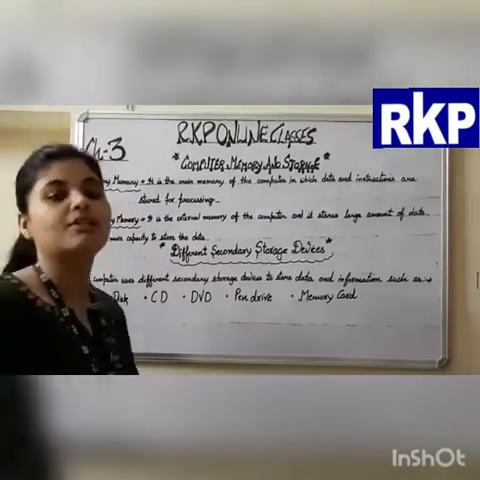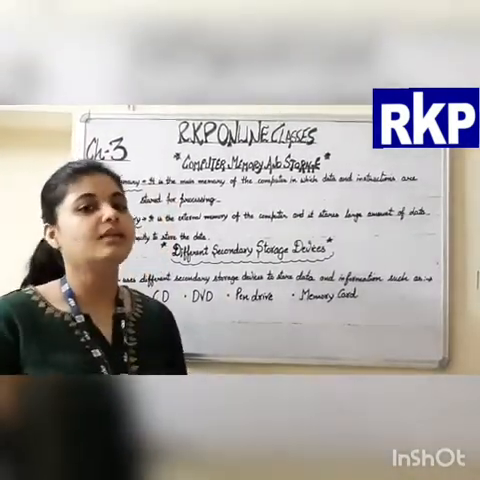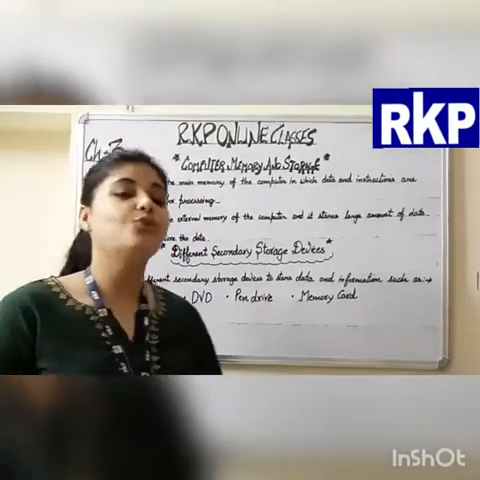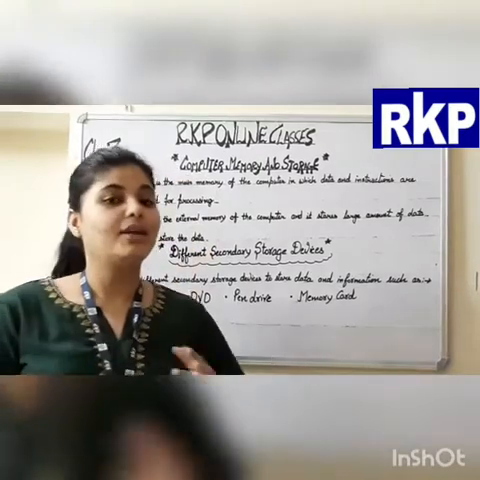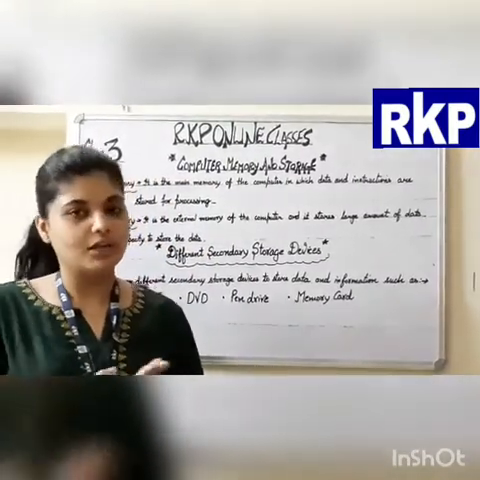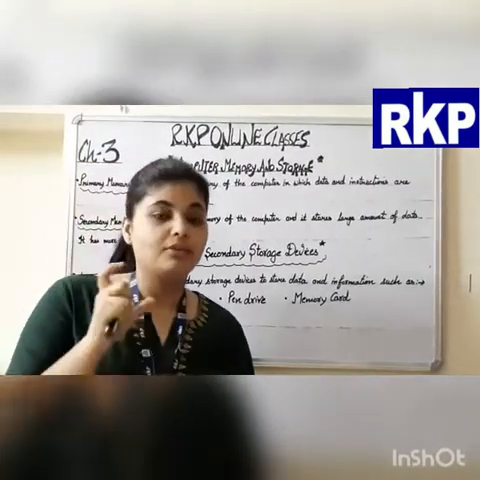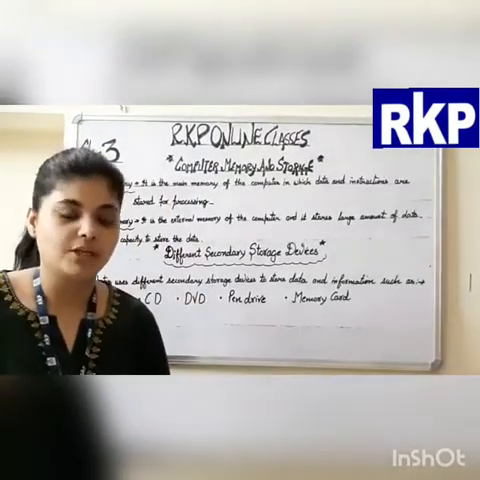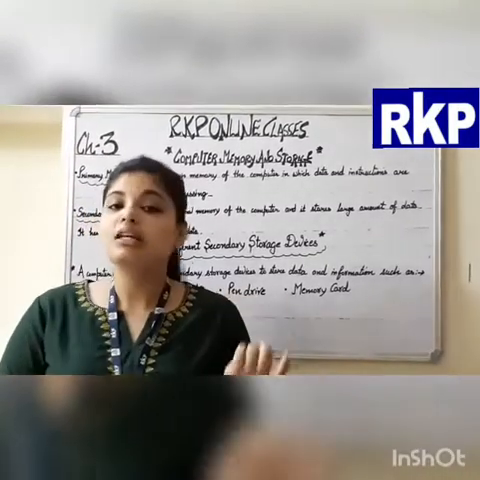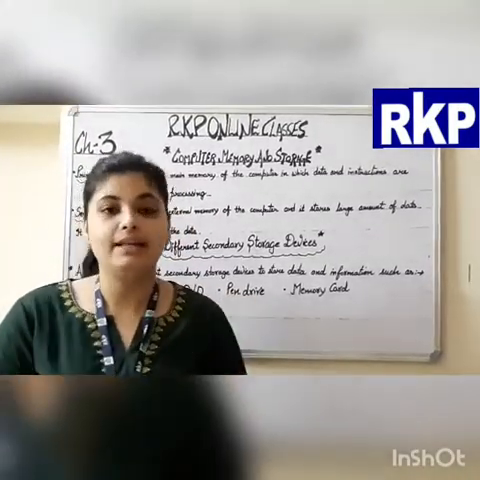This primary memory is divided into two parts further, that is RAM and ROM. RAM stands for random access memory, whereas ROM stands for read-only memory. Now what is RAM and what is ROM? RAM stands for random access memory. This is also main memory of the computer, but it is volatile memory. It is volatile in nature.